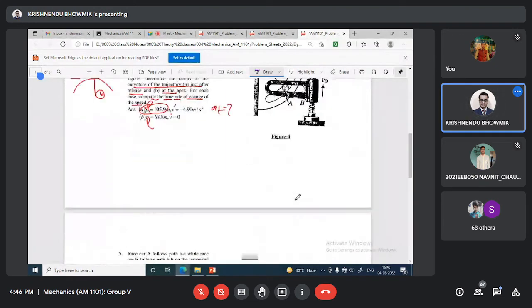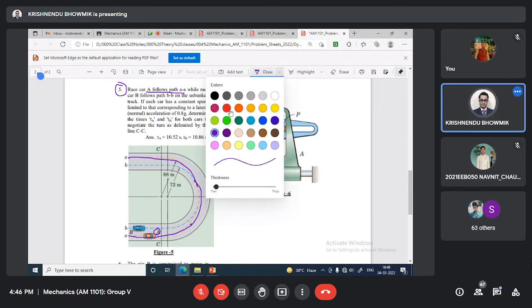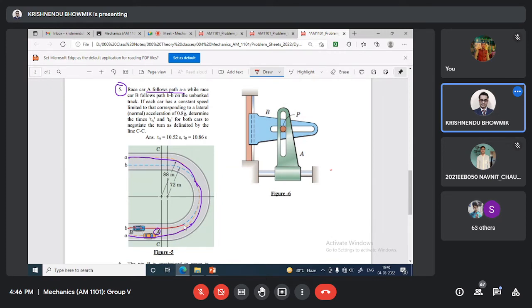Now another problem. We solve this problem 5. There are two race cars, A and B. A follows the path AA. This is A, it is following this path. And B is following the BB path. Be careful for this one, for BB path and AA path. There are two paths, as I told.